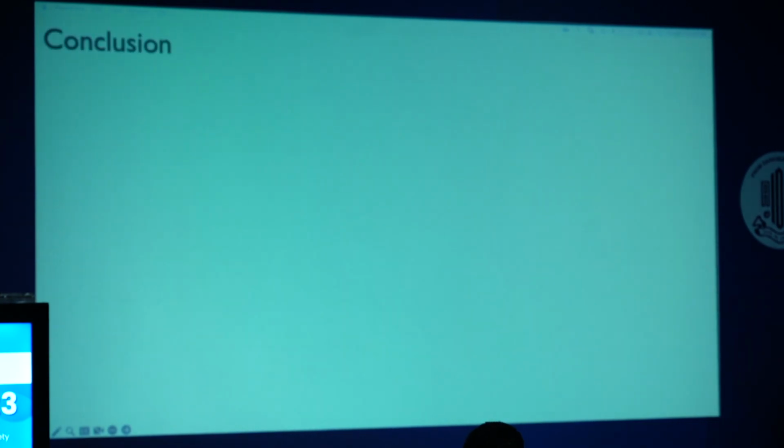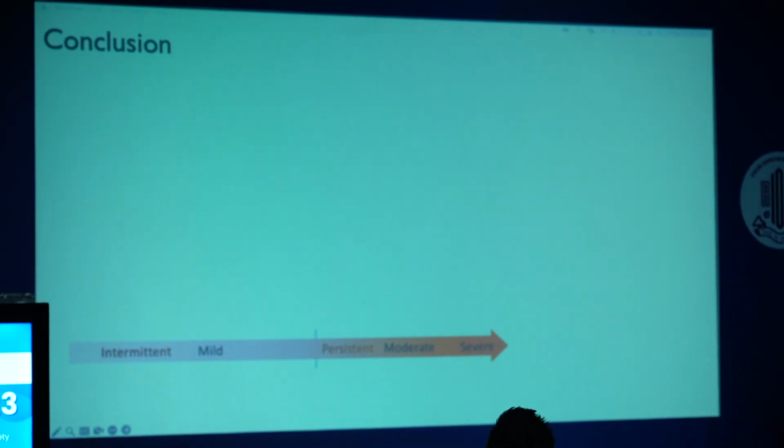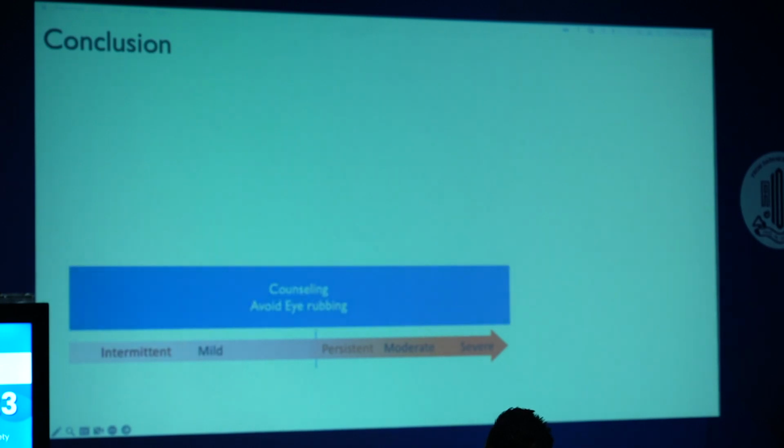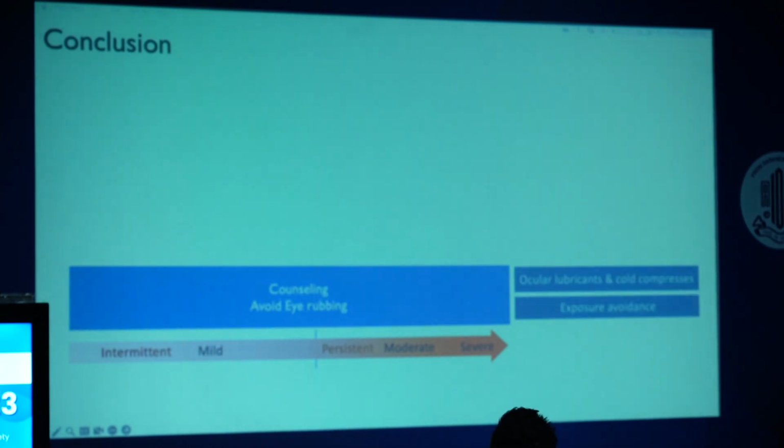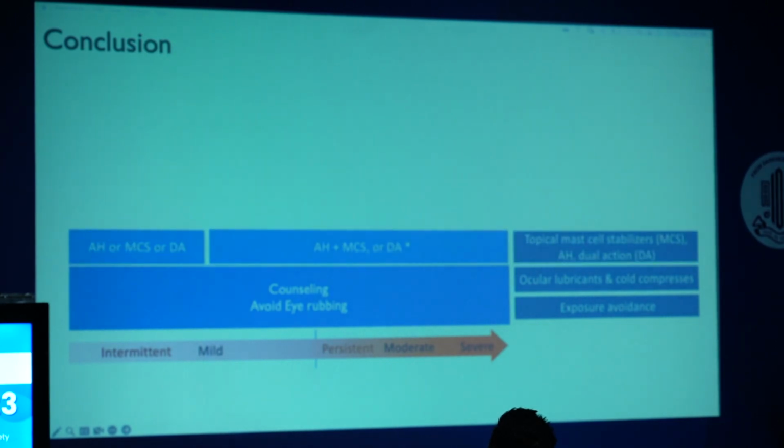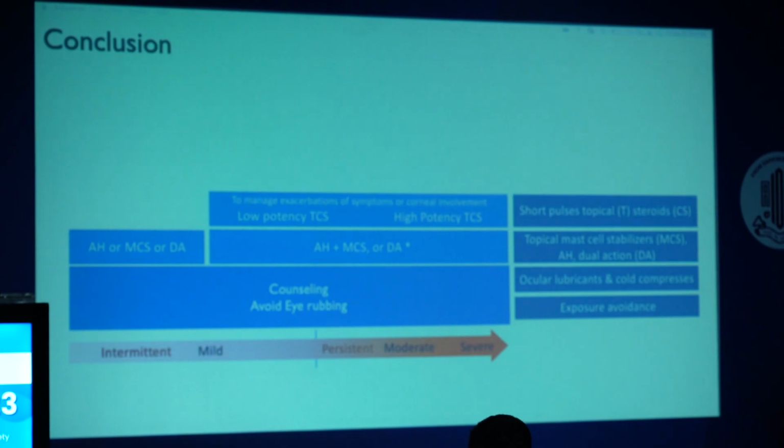So, to summarize, it is very important to understand the classification. What is the type of disease that the patient is presenting with? Irrespective of the type, all patients require counseling. We have to advise against eye rubbing and avoidance measures. Using antihistamines in isolation or mast cell stabilizers in isolation is not sufficient for moderate or severe chronic ocular allergy. And these patients will require short courses of topical steroids during the acute phase.